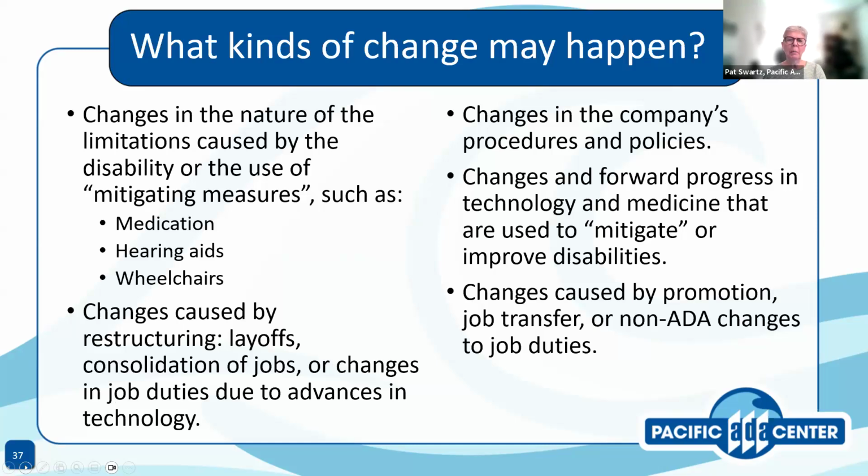So what kind of changes may happen? And again, there are more than these, but there could be change in the nature of the limitations caused by the disability or the use of what are called mitigating measures, like medication, hearing aids, and wheelchairs. So the person may not need quite the accommodation that they originally asked for because they got correct medication or hearing aids. Changes caused by restructuring, like layoffs, consolidation of jobs, or changes in job duties due to advances in technology. Changes in the company's procedures and policies, changes and forward progress in technology and medicine that are used to mitigate or improve disabilities, and changes caused by promotion, job transfer, or non-ADA changes to job duties.